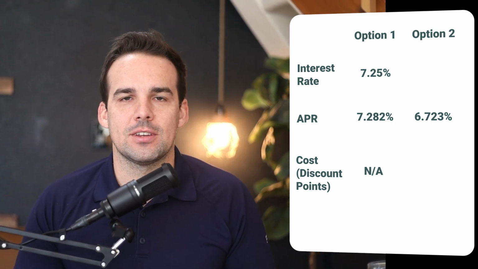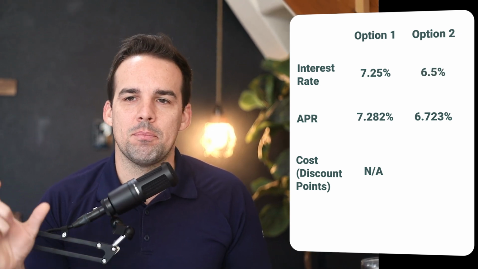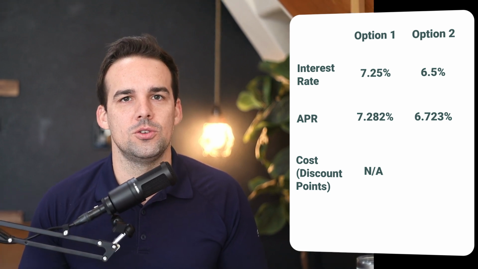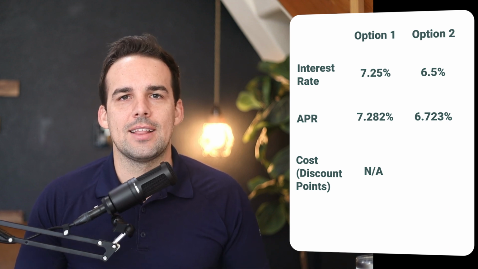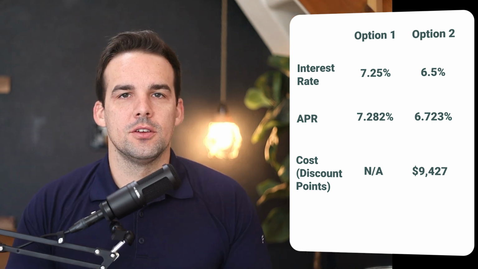However, upon further investigation, you find out that the interest rate on that option is 6.5%. So we see that there's a pretty big gap there between the interest rate and APR, and you know right away that you need to go look at the loan estimate to find out why that difference is there. And going through that loan estimate, you find out that there are $9,427 in discount points that you need to pay to obtain that mortgage. So in this instance, somebody quoted you an APR to make it sound very appealing and did not go over all of the details with you or give you both the interest rate and the APR. So at first glance, it looked very appealing. This is unfortunately all too common, and you need to be sure you're actually getting all of the information that you need to make the best choice.